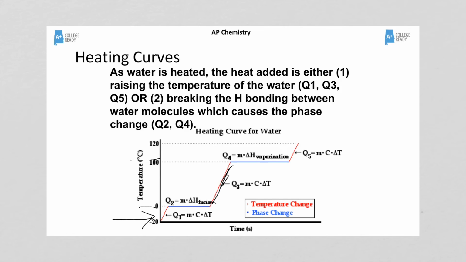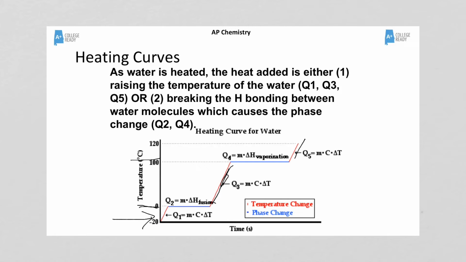This middle section would be a liquid, and this upper section is going to be a gas. The in-between portions that are flat are where we have the phase change occurring. As you can see, this is 0 and this is 100, so this is the melting point of ice and the boiling point of water at 100. It takes energy for those to happen. So it takes energy to raise the temperature.